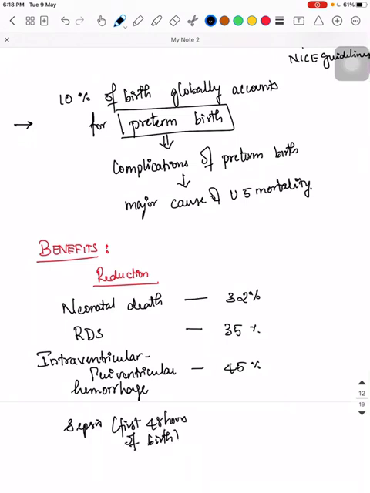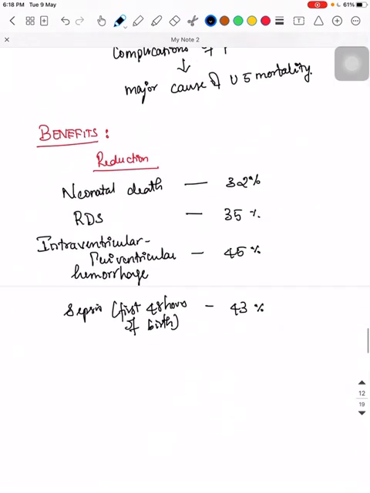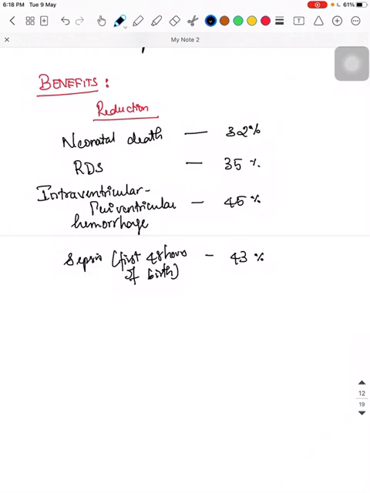by about 43%, and there is also a reduction in necrotizing enterocolitis by 54%. So these are the benefits of antenatal corticosteroids. Next, we'll discuss its mechanism of action.